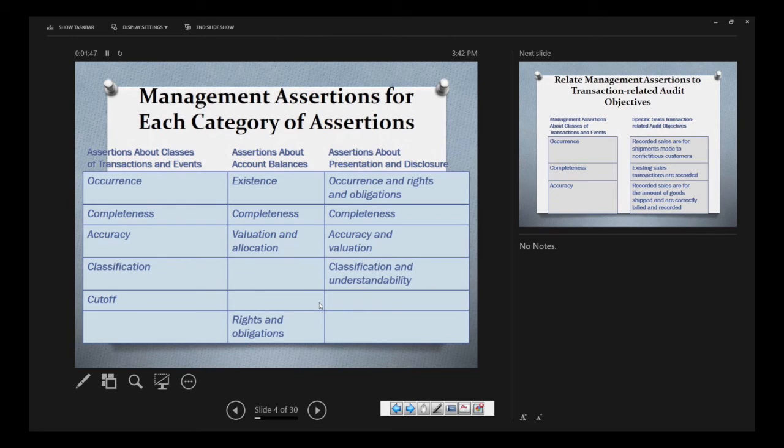There will be management assertions. When I ask you about assertions, remember that I'm asking you about the assertions based on the ASD description of the assertions, where the only difference is that ASD breaks the assertions down into categories. Transactions and events, things through the income statement, account balances, which represent balance sheet accounts, and then how things are presented in the financial statements as a whole and disclosed in the financial statements.